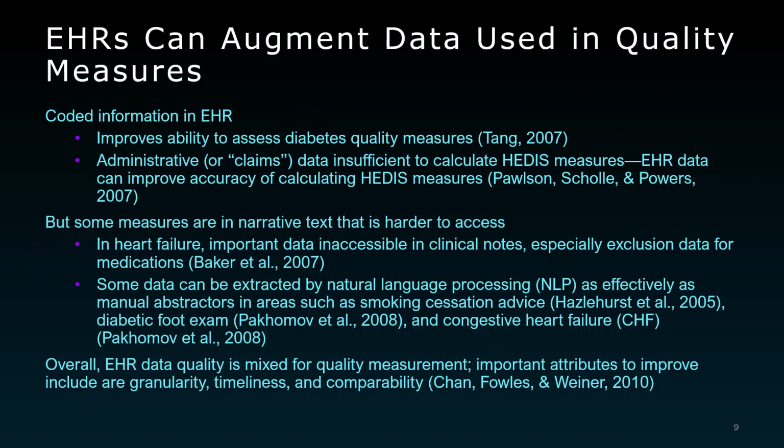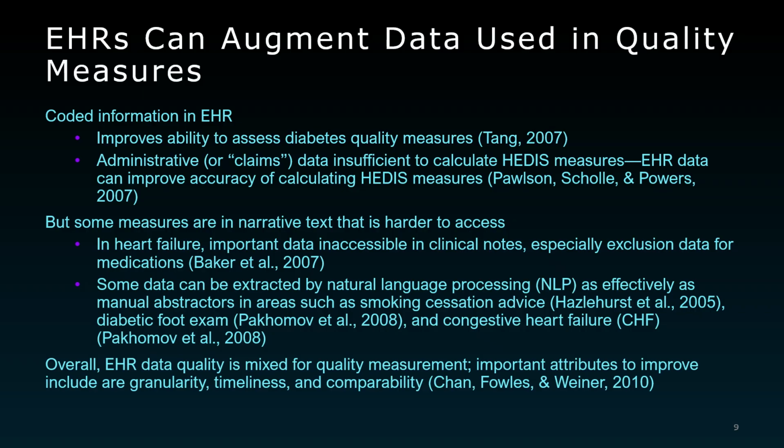EHR data and quality measures. So, whether or not electronic health records always lead directly to better care, one thing is clear: EHRs are essential for quality measurement. At this point, it's really a requirement. There's tremendous value in the coded information an EHR contains. For example, one analysis by Tang and colleagues showed that EHRs significantly improved the ability to assess diabetes quality measures.